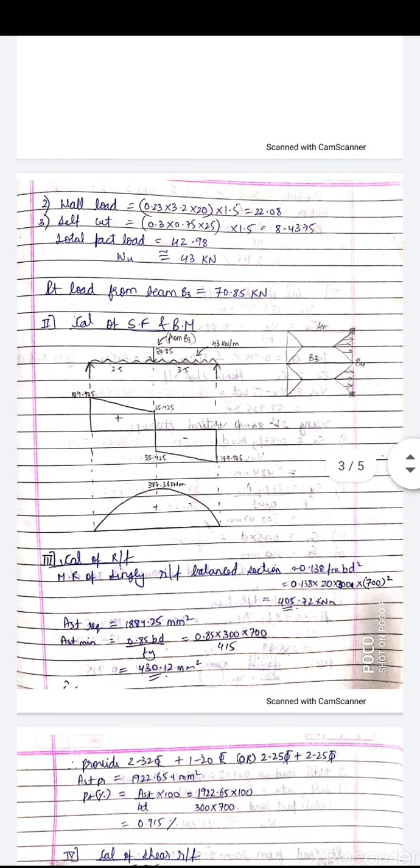Now for the calculation of the reinforcement, this is the formula. MR of a singly reinforced balanced section is 0.138 fck b d square.